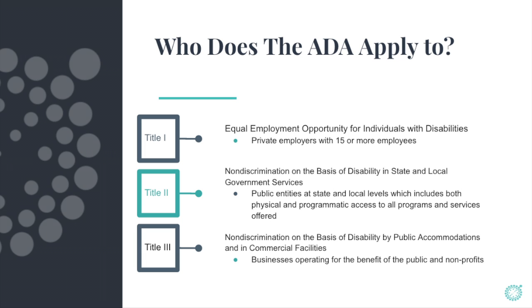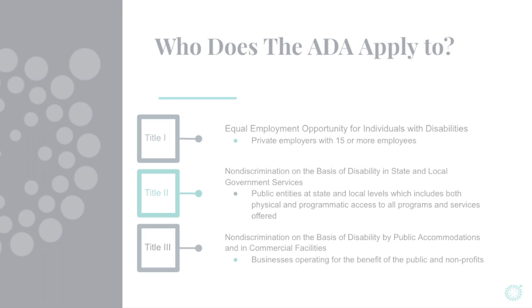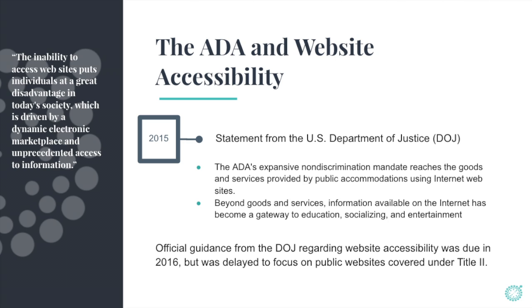That's businesses operating for the benefit of the public and nonprofits. In regards to website accessibility, the Department of Justice had promised guidelines in 2016, but focused first on entities covered under Title II, and that's those public entities at the state and local levels. On to the ADA and website accessibility.